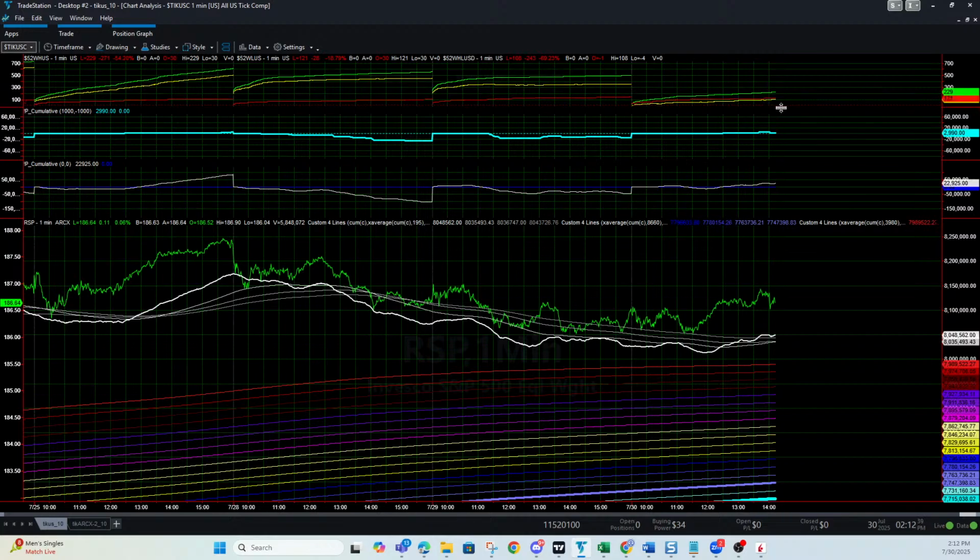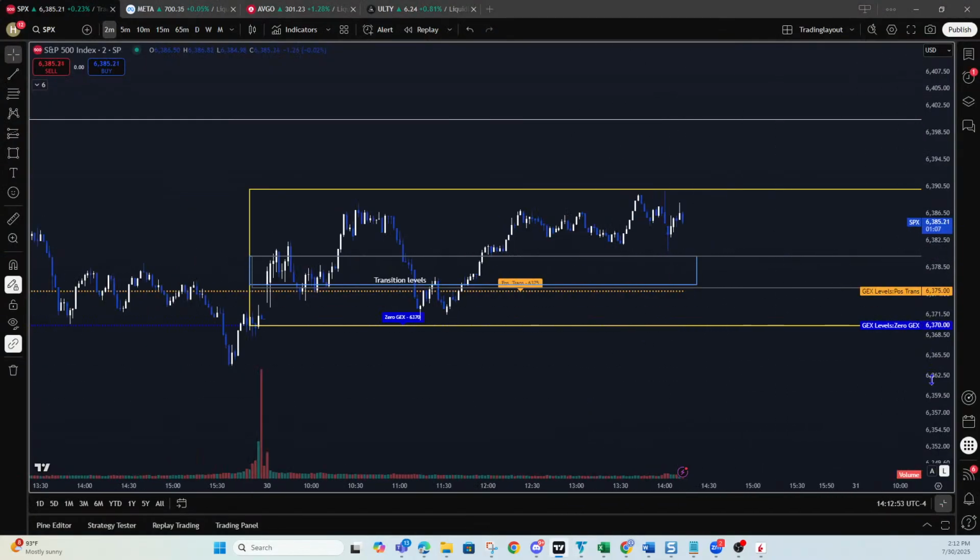You see the breadth indicator here, really no distinctive outpacing. I mean, new highs are barely outpacing new lows. So again, breadth not indicating a significant bullish move to the upside. So we'll see how this plays out into the afternoon.